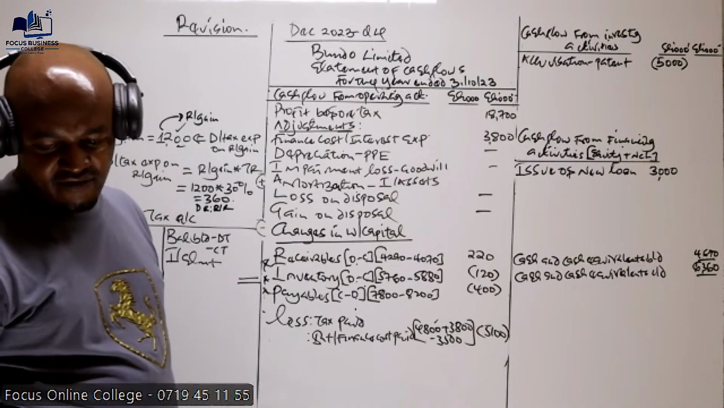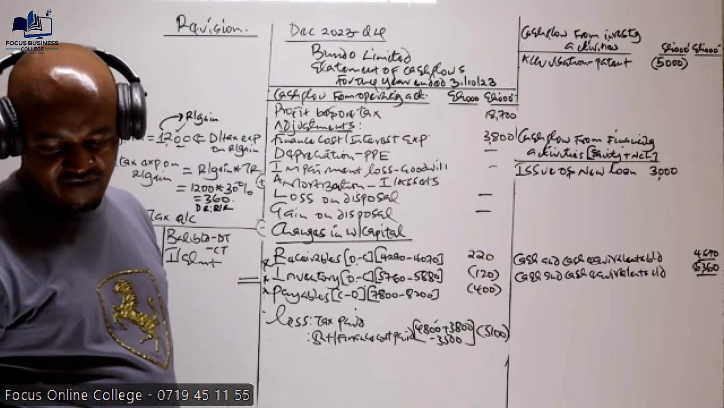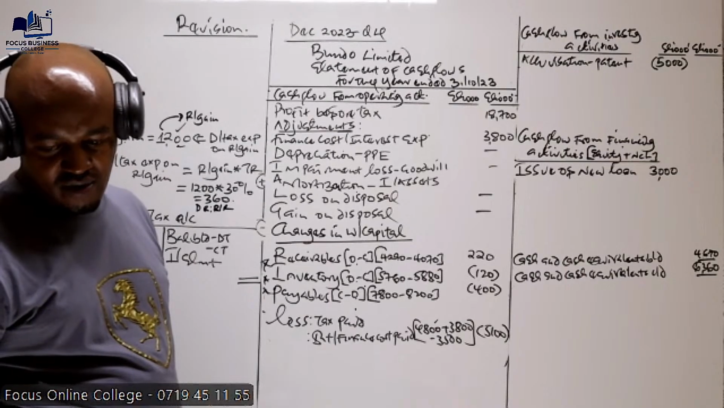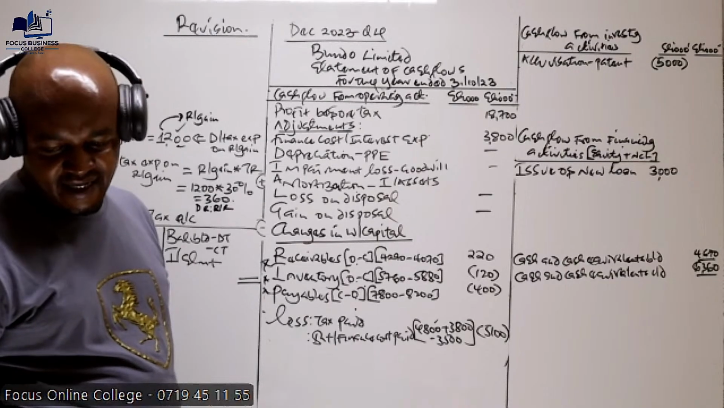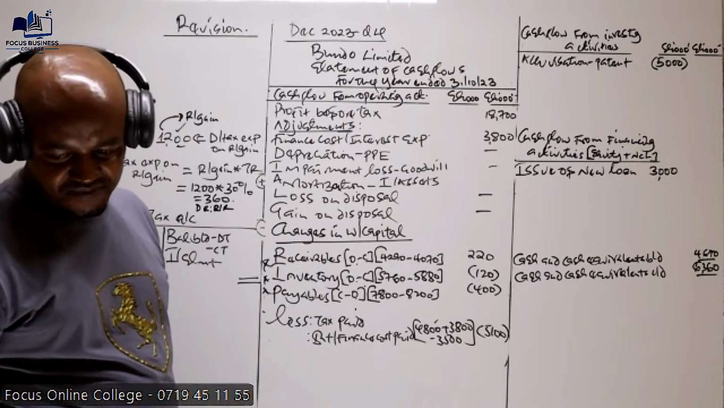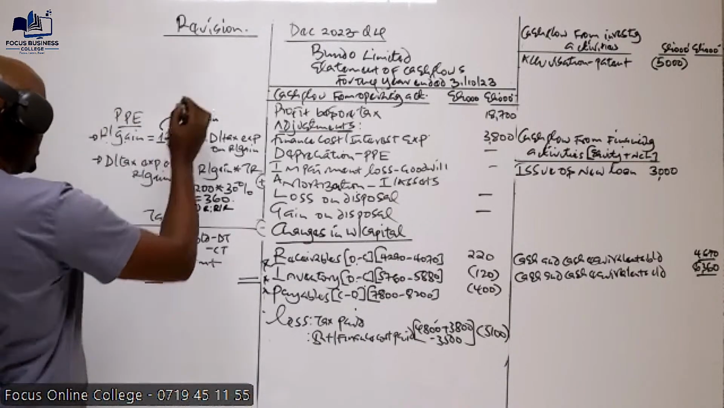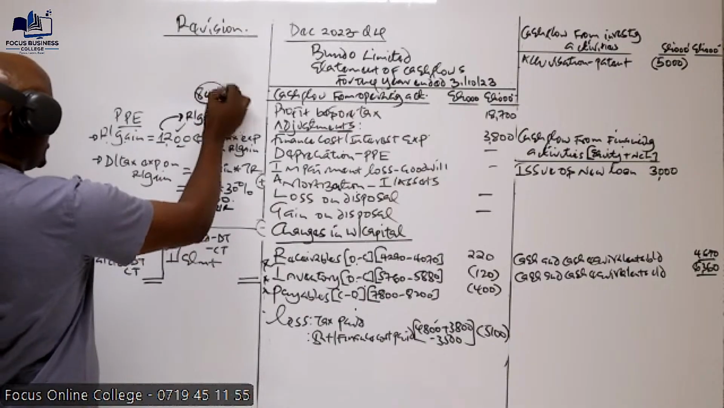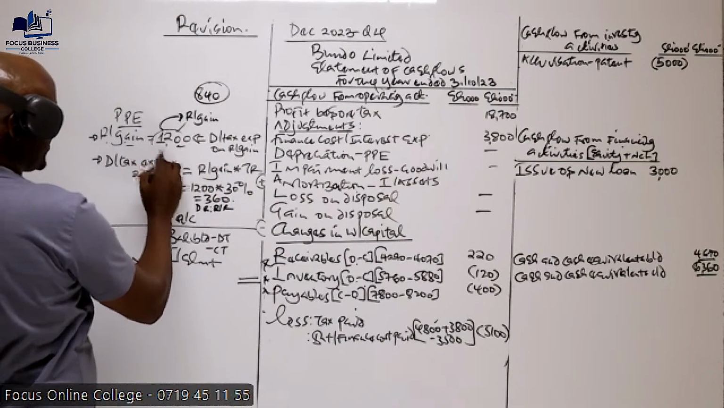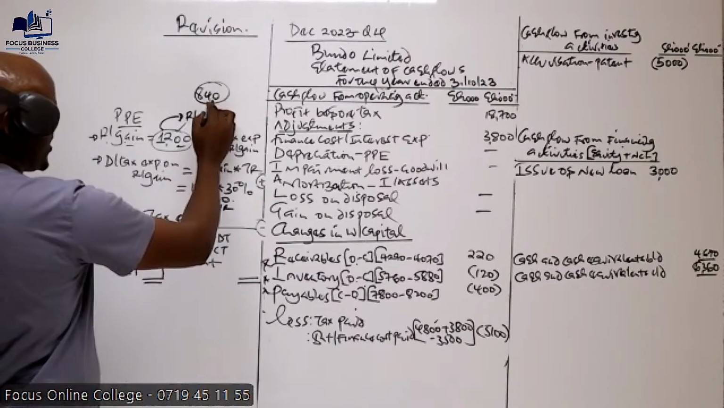The only other comprehensive income we have there is the revaluation gain on property, and you are told that it is net of the deferred tax. The amount recorded here is 840, but we know the revaluation gain was 1200. So how is this figure arrived at?